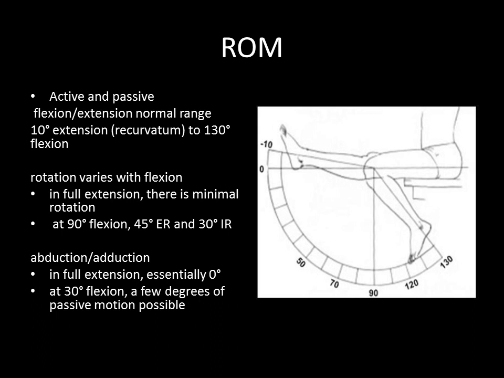Rotation varies with flexion. In full extension, there is minimal rotation. At 90-degree flexion, there is 45 degree of external rotation and 30 degree of internal rotation. In full extension, there is 0 degree of abduction and adduction, while at 30 degree of flexion, there is a few degree of passive abduction and adduction possible.